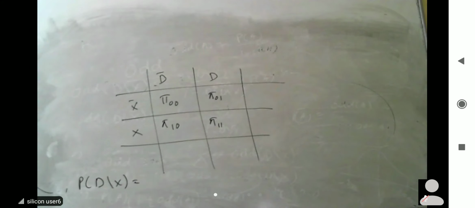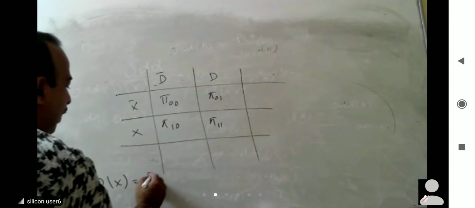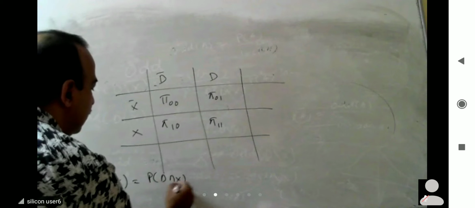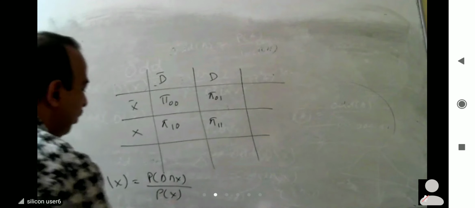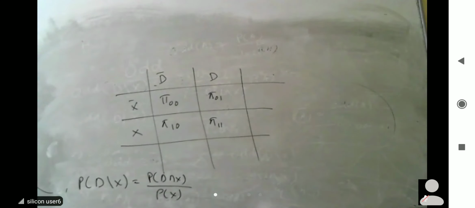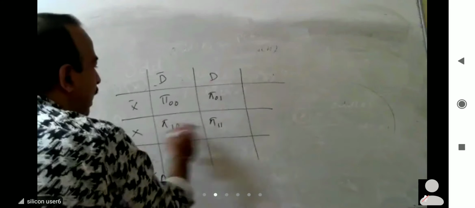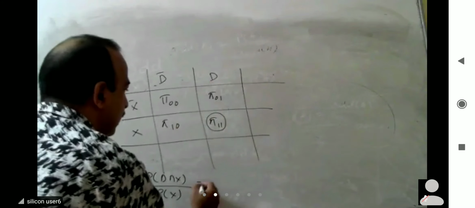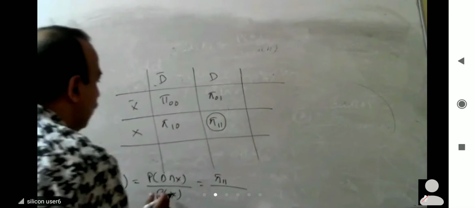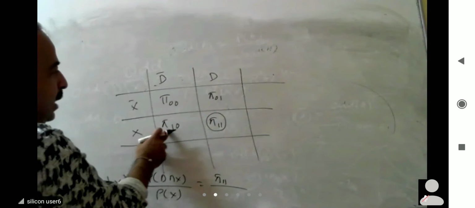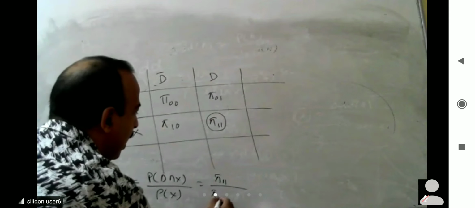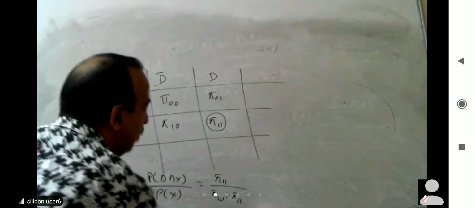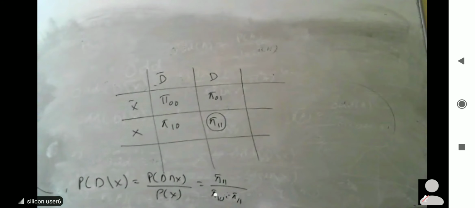Anybody? What is the formula? Probability of D intersection X by probability of X. What is D intersection X? This is D intersection X, phi 1 1. What is P of X? P of X is this plus this: phi 1 0 plus phi 1 1. Is it clear?